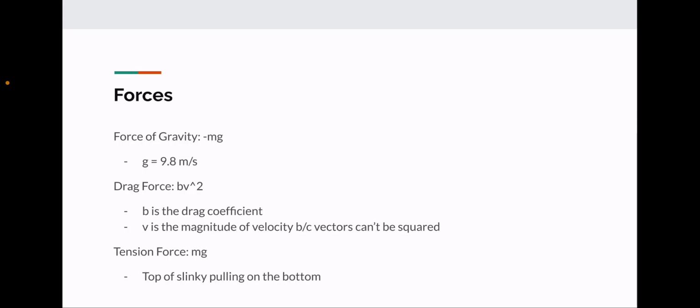So the two outside forces acting on our system, which is the Slinky, are the force of gravity and the drag force. These two forces act in opposing directions, so the magnitudes will be subtracted when solving for the net force. The tension force from the top of the Slinky on the bottom of the Slinky is only in effect when the two ends are not together. So this force goes away when the Slinky comes together, acting as one solid object.